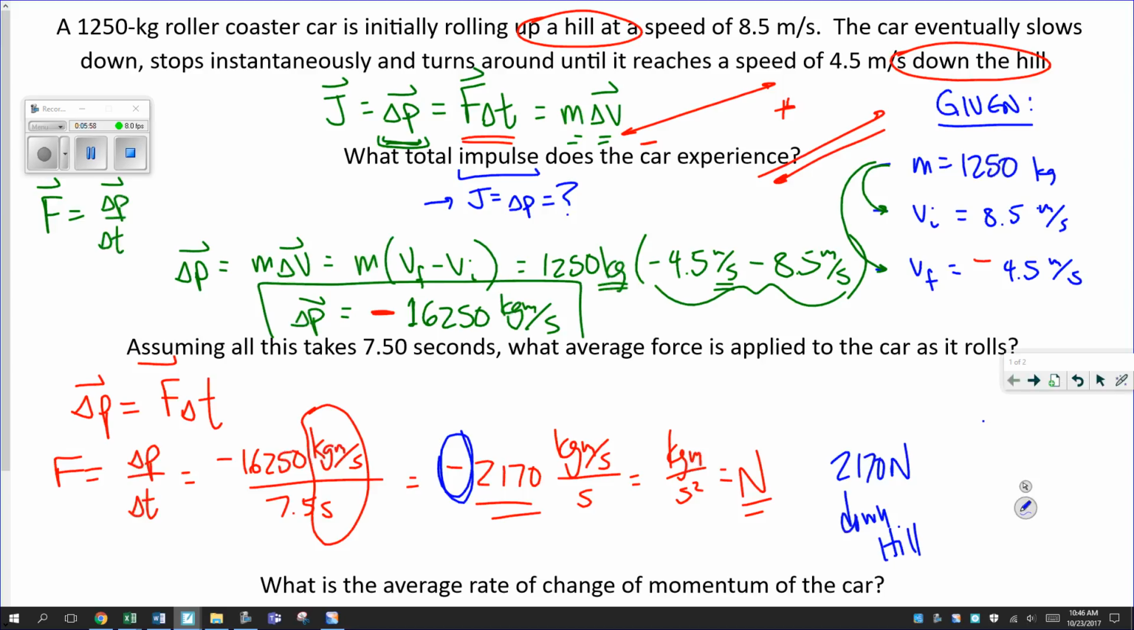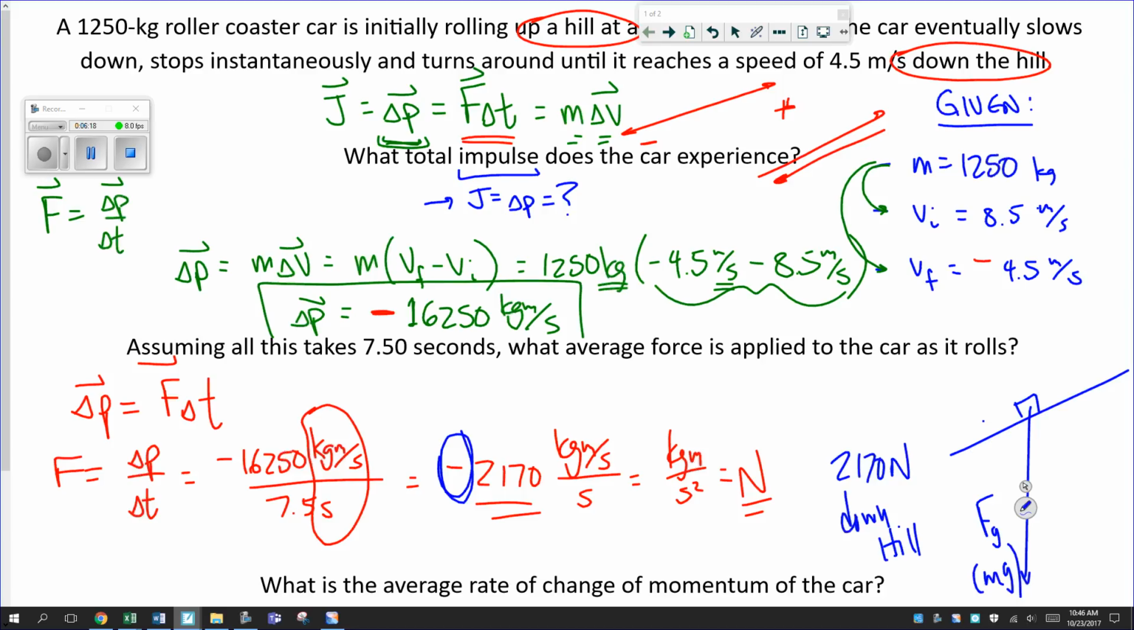So what we've got to imagine is why is this force down the hill? Well, what's making this roller coaster car slow down, stop, and speed up down the hill? Well, it's the fact that here's the car, and here's a gravitational force we could also write as m times g.